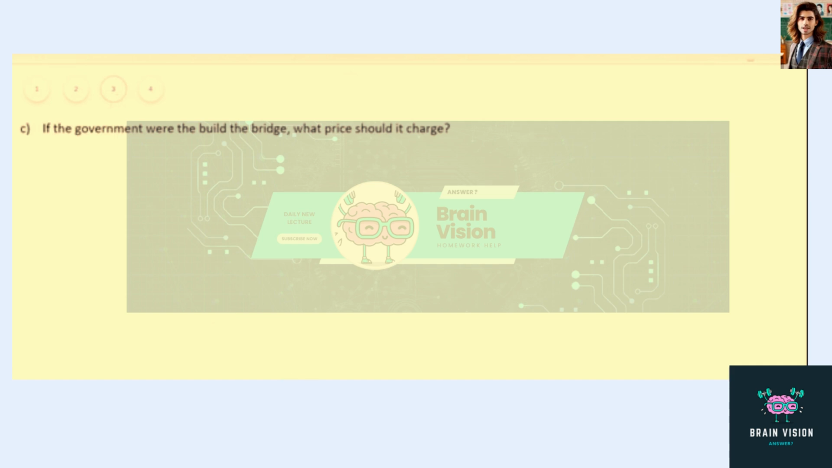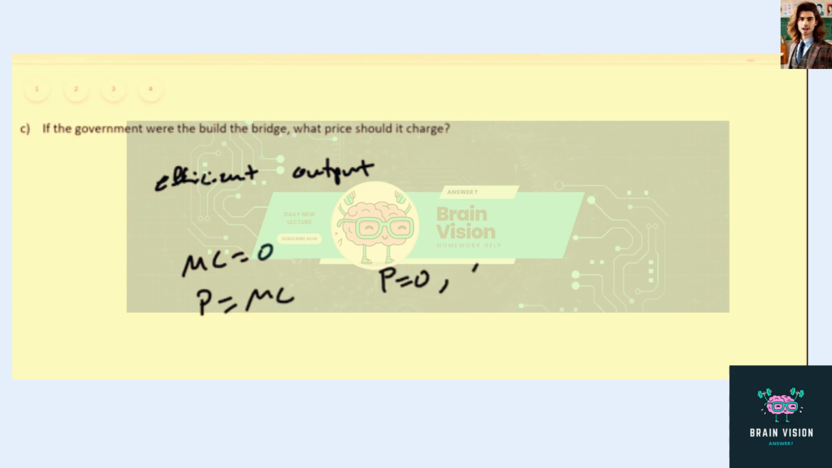The third part of the question asks us, if the government were to build the bridge, what price should it charge? One of the reasons the government would step in for a monopoly is if you're not getting the efficient level of output. So if the government were to build the bridge instead of the company, we would want the outcome to be the efficient level of output. And what is the efficient output? Remember, marginal cost equals 0. So we want price to equal marginal cost, and so we would want P equals 0 and Q equals 800 if the government were to build the bridge.